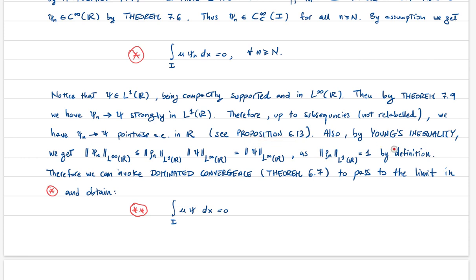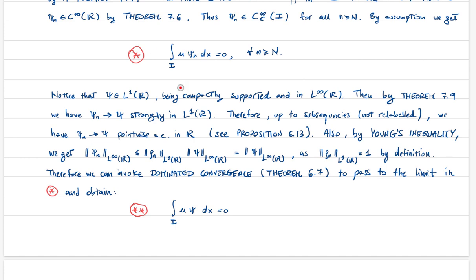Moreover, by Young inequality, we also have that psi n, which is a convolution, the L infinity norm of psi n is less or equal than the L1 norm of rho n times the L infinity norm of psi. And by construction, the one norm of rho n is equal to 1, so in the end we can bound the L infinity norm of psi n with the L infinity norm of psi. Therefore we can invoke dominated convergence and pass to the limit in star.